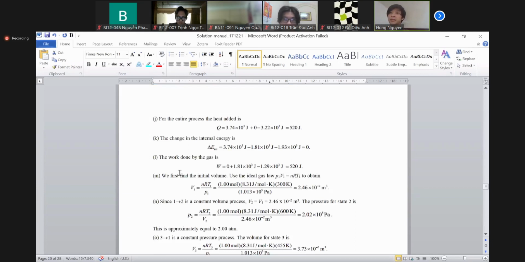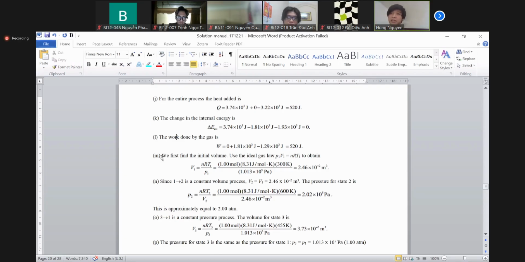For the entire process, then the heat is actually the sum of that of each process. Then for the entire process, the net heat will be the sum of each heat. The change in internal energy also, and it should equal to 0. So for this, you can redo the calculation to verify that we really have 0 at the end. It should be 0. The work also, the sum of the third at any state.